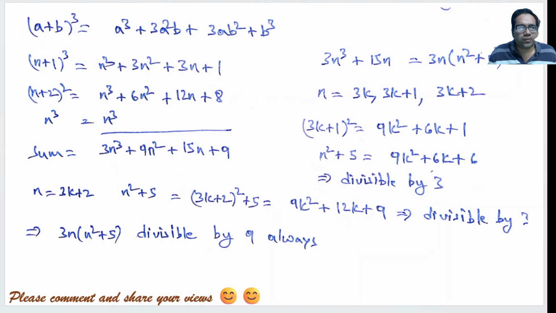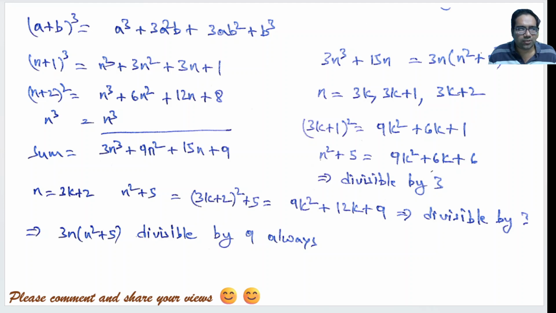So (a + b) cube is a cube plus 3a square b plus 3ab square plus b cube. What is (n + 1) cube? (n + 1) cube is n cube plus 3a square b, that is 3n square, plus 3ab square, that is 3n times 1 square, which is still 3n, plus b cube, which is 1.